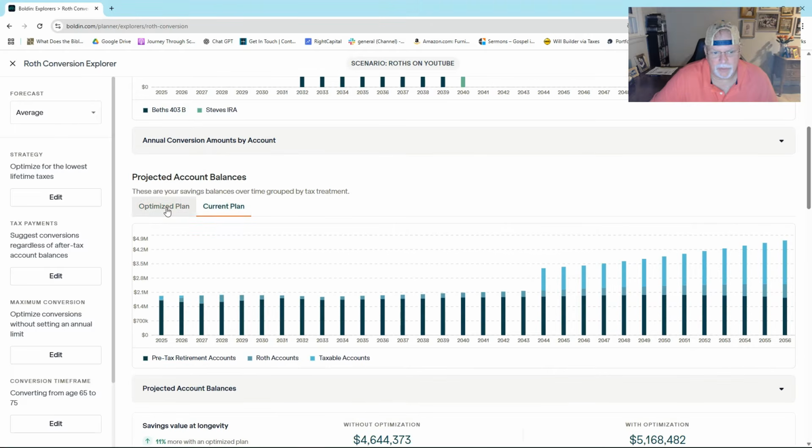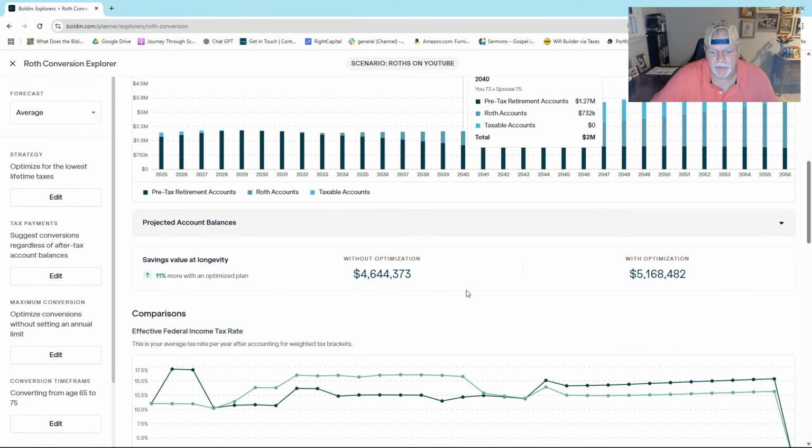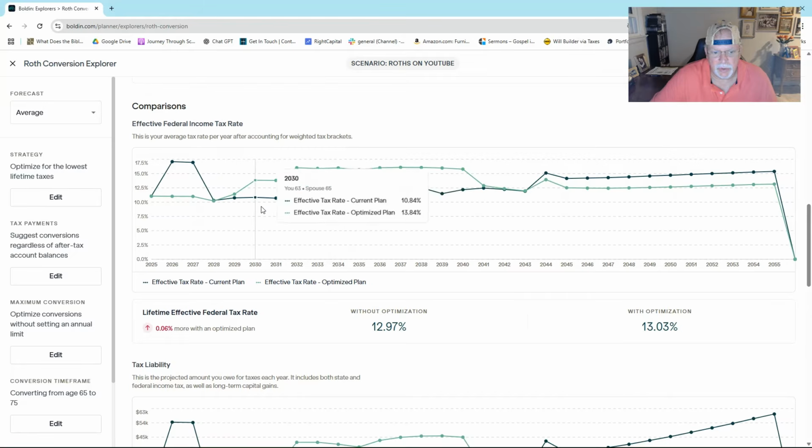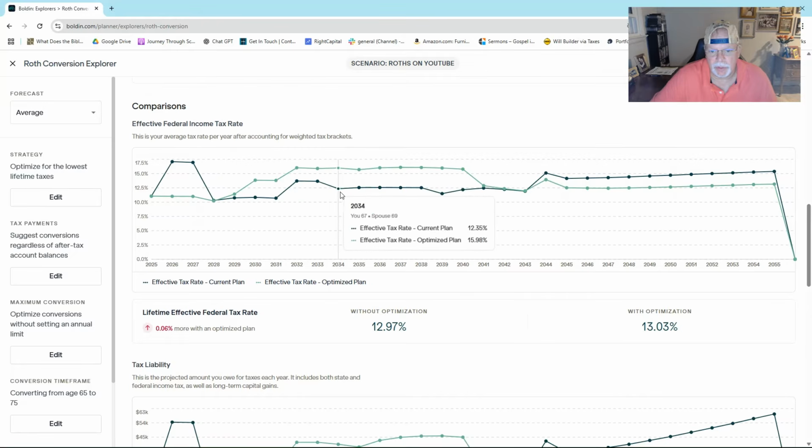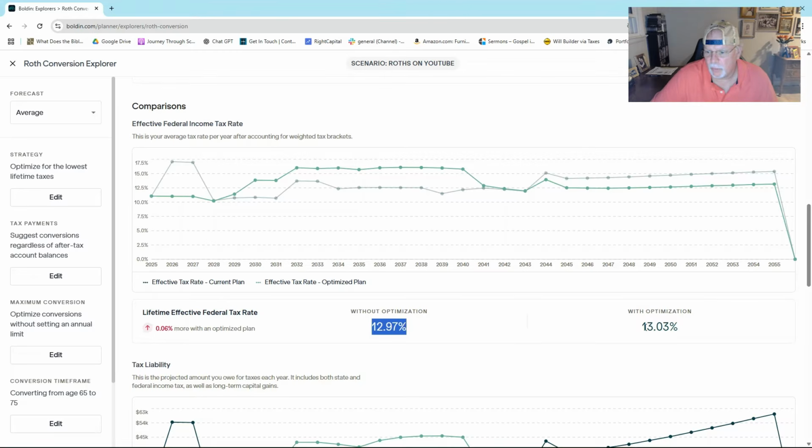Optimized plan, current plan. So these are just your projected account balances. So I think I'm good with that. If we were to interpret this, the lifetime effective federal tax rate, that's interesting. It actually says my tax rate without optimization is 12.97, with optimization is 13.03.